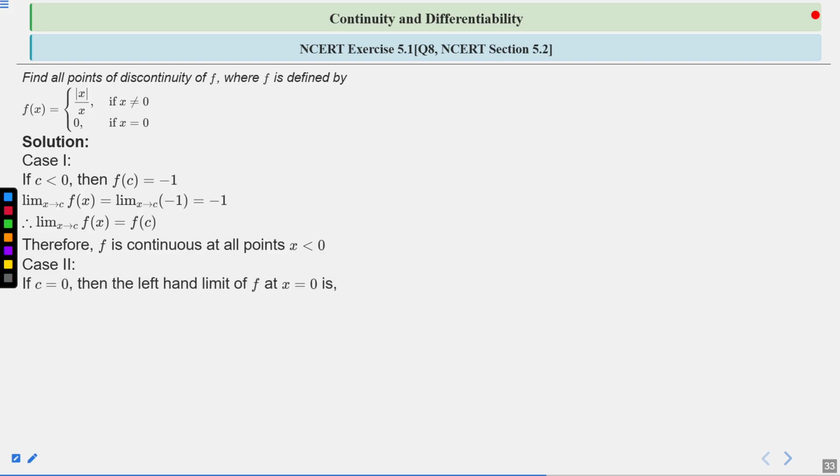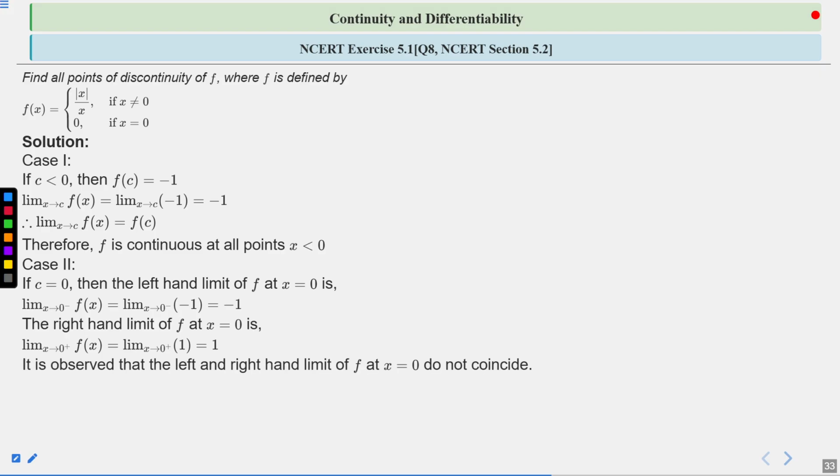If c is equal to 0, then the left hand limit of f at x equal to 0 is basically limit x tending to 0 minus f(x), which will be equal to limit x tending to 0 minus of -1, right? And it will be equal to -1, right? Now the right hand limit of f at x equal to 0 is basically limit x tending to 0 plus f(x), which will be equal to limit x tending to 0 plus of 1, which is equal to 1, right? It is observed that the left hand and right hand limits of f at x equal to 0 do not coincide, right? Therefore, f is not continuous at x equal to 0, right? Therefore, we can say that f is not continuous at x equal to 0.